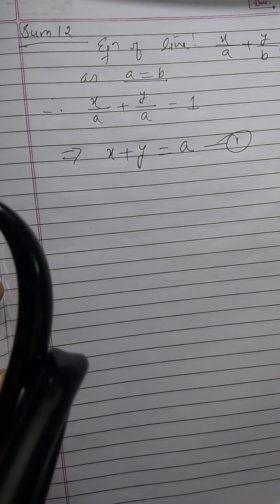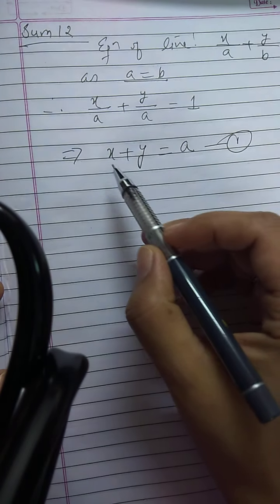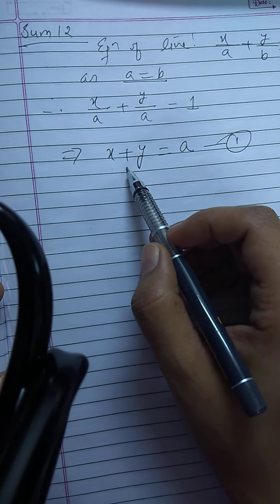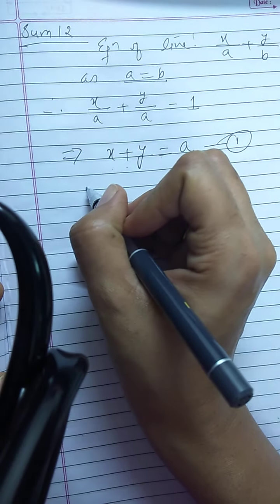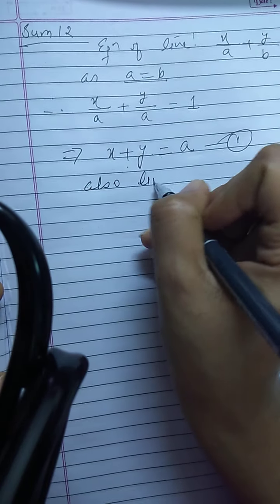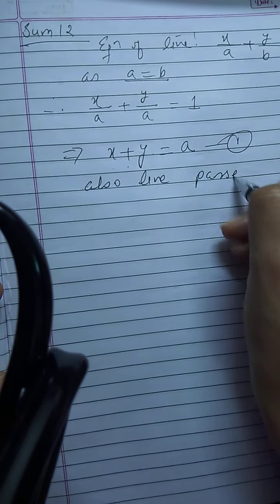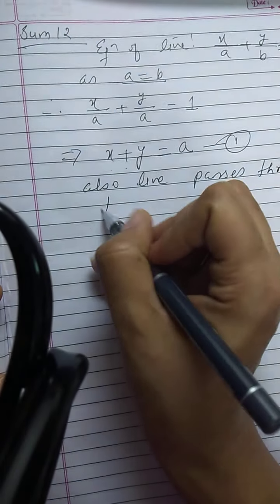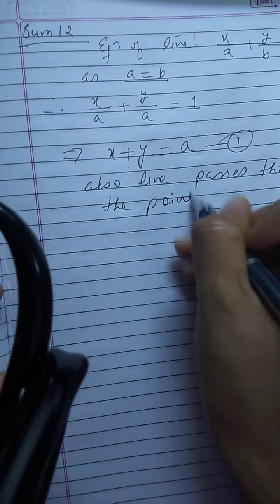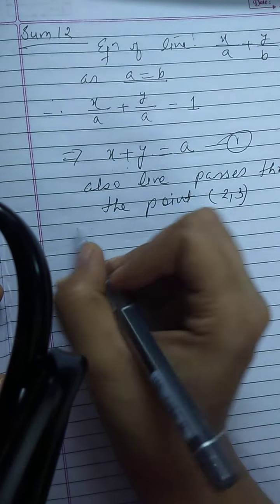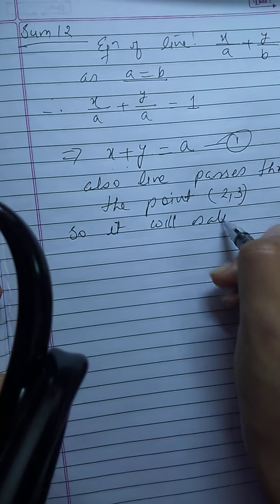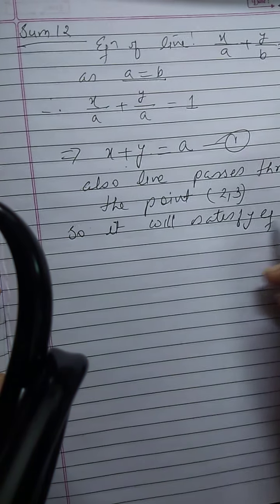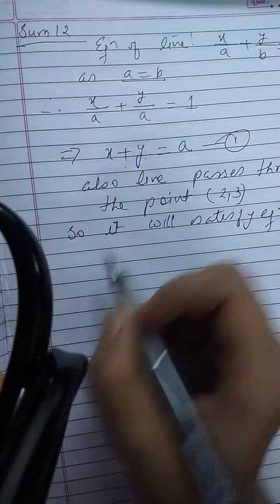Now one condition is given, that this particular line is passing through the point (2, 3). If this line is passing through the point (2, 3), it means that the point will satisfy the equation of the line. We will write it down also: the line passes through the point (2, 3), so it will satisfy equation 1. So we will just substitute.